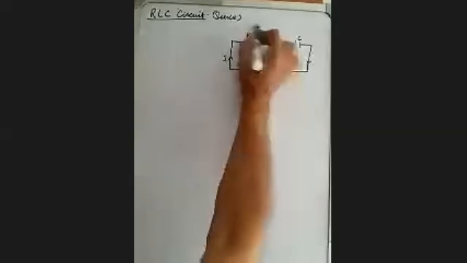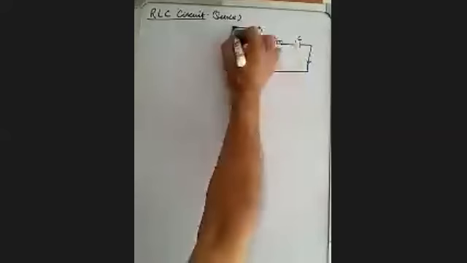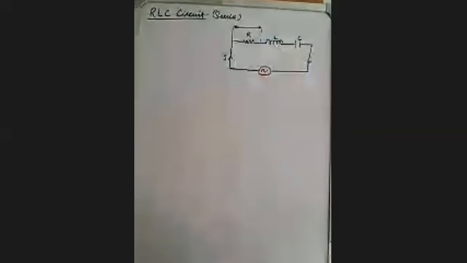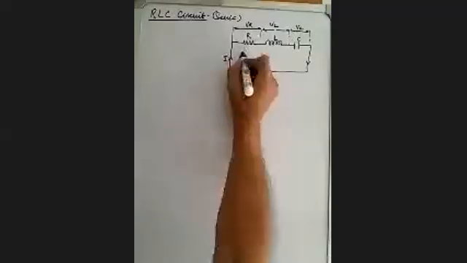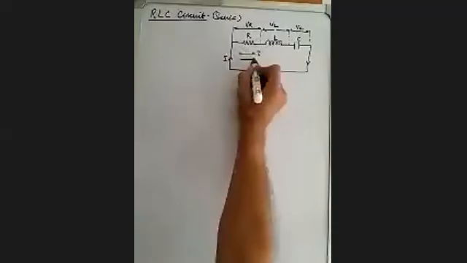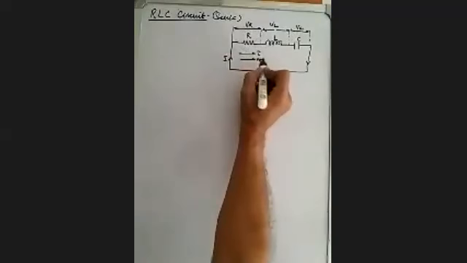And the drop across the resistor is called VR, potential drop VR. Across the inductor, VL, and across the capacitor, VC. And we know the phase relation between current and voltage in case of the resistor. So I is the current, then VR will be in phase with I.